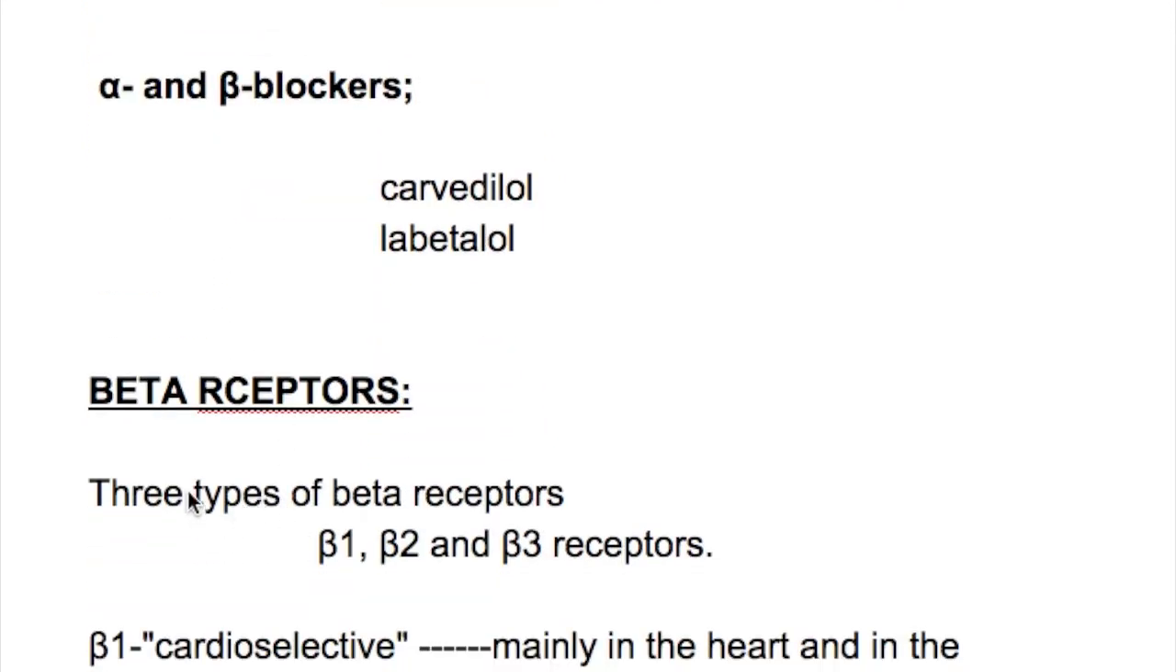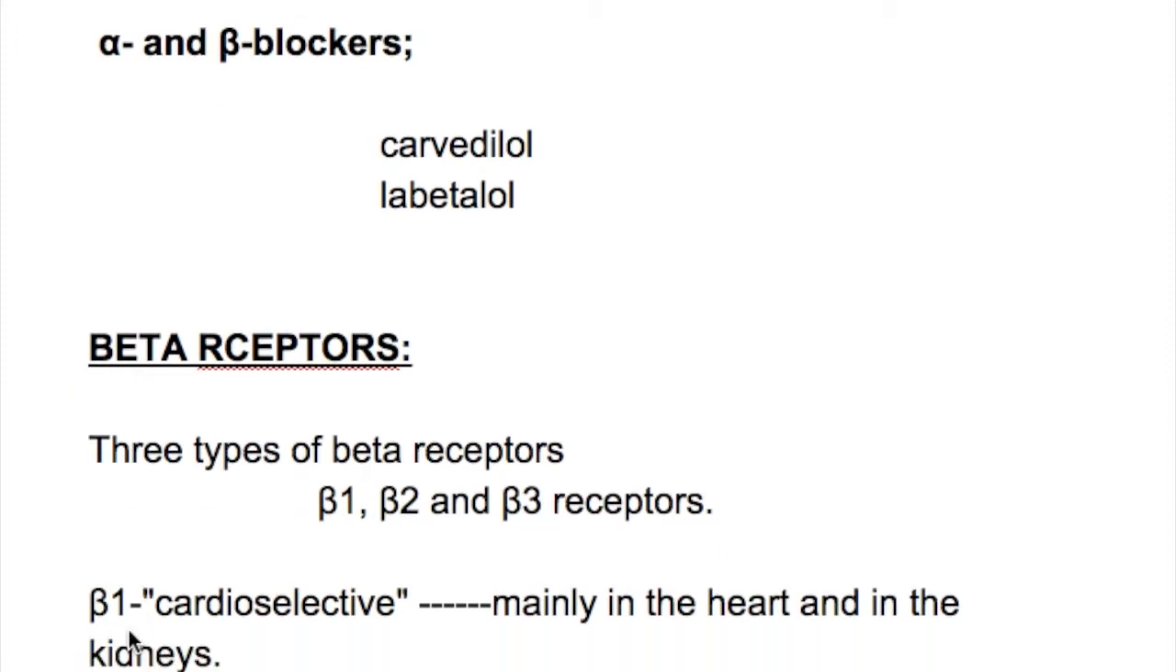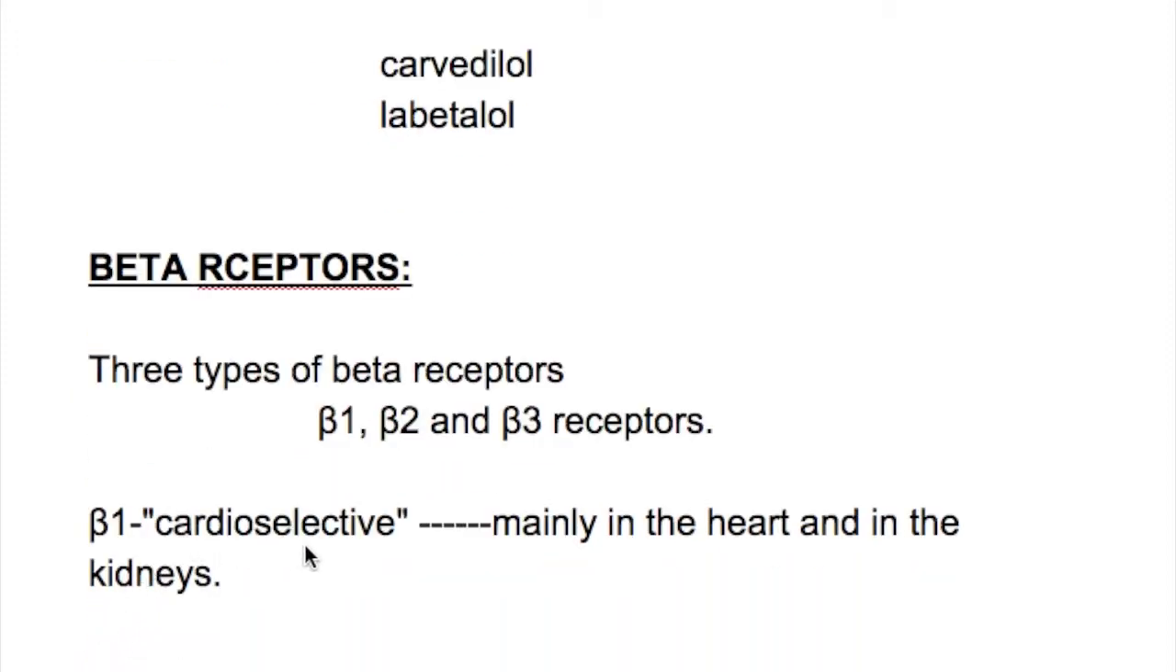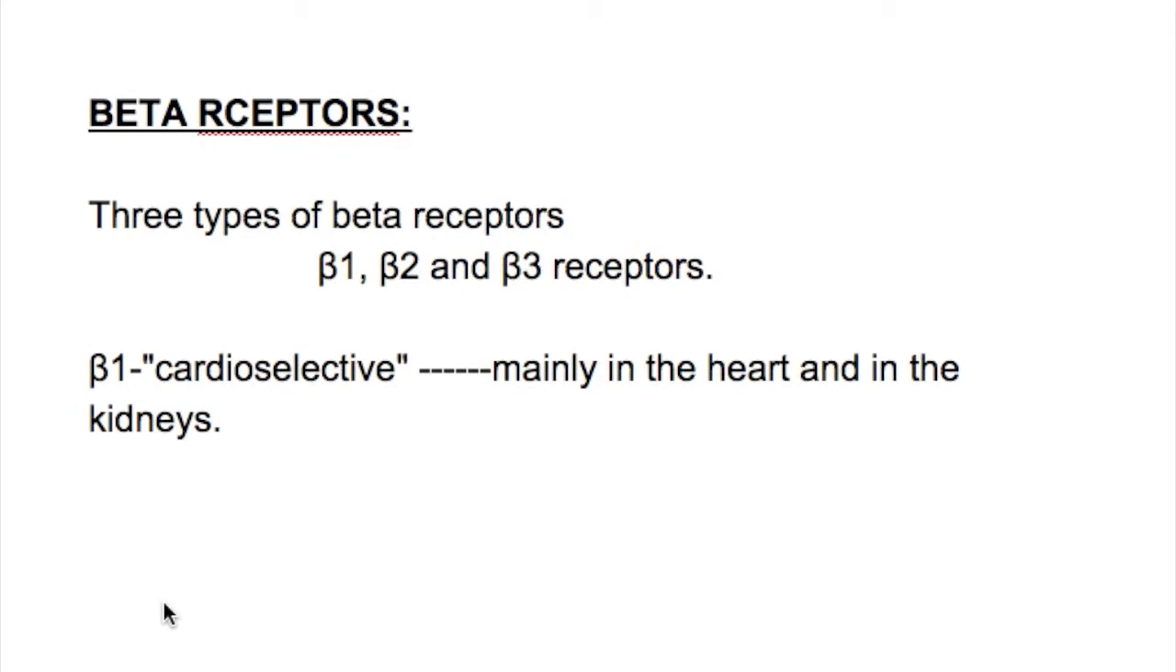What types of beta receptors are there? Beta 1, beta 2 and beta 3. Which type of receptor is mainly present in the heart? It is the beta 1 receptor which is mainly present in the heart, and it is called cardioselective. The other organs where it is present are the kidneys and liver also.